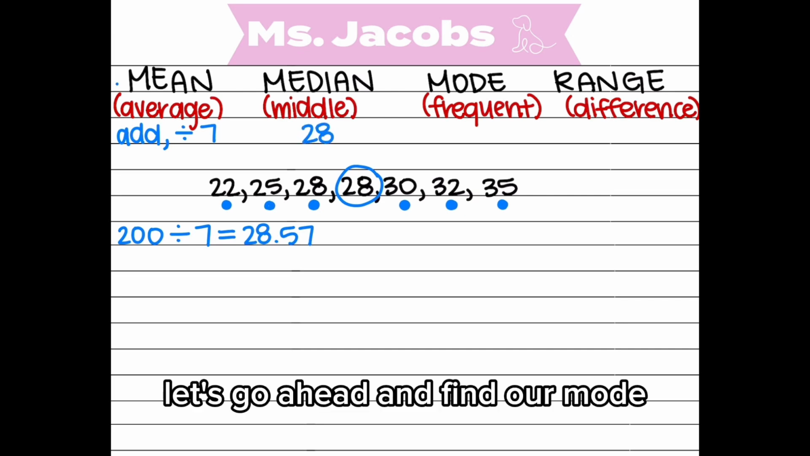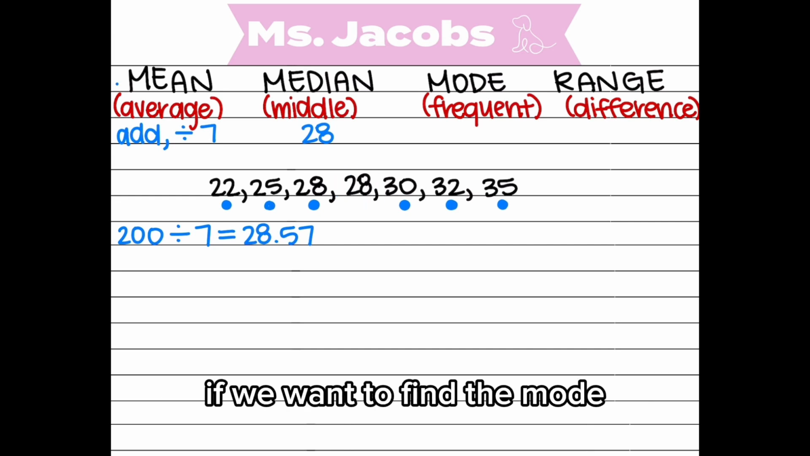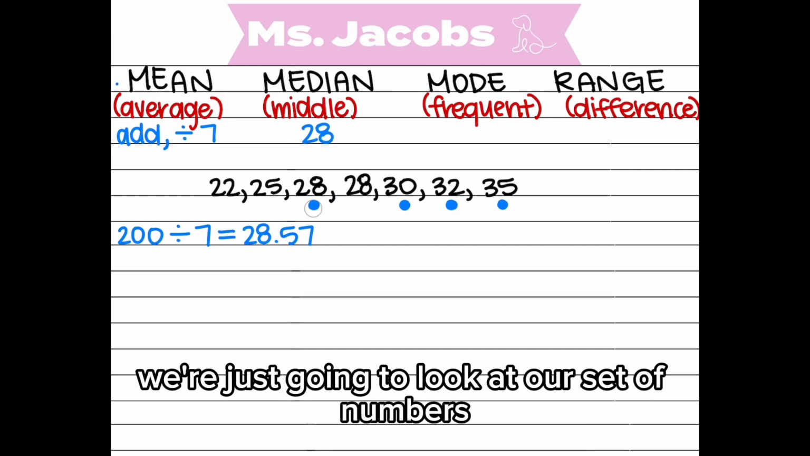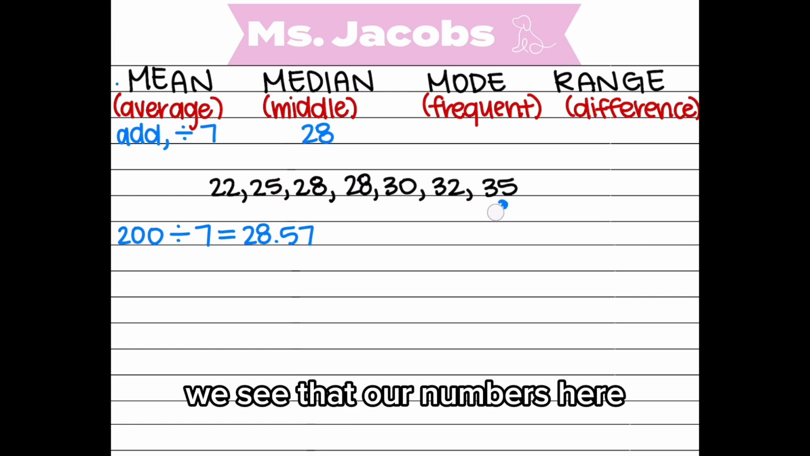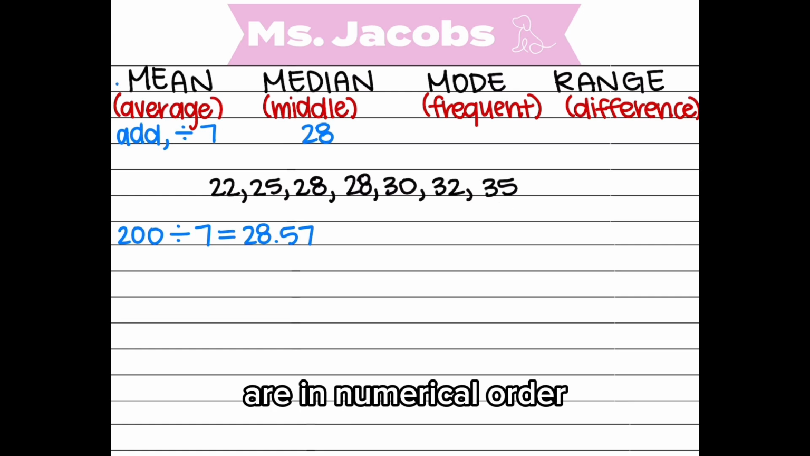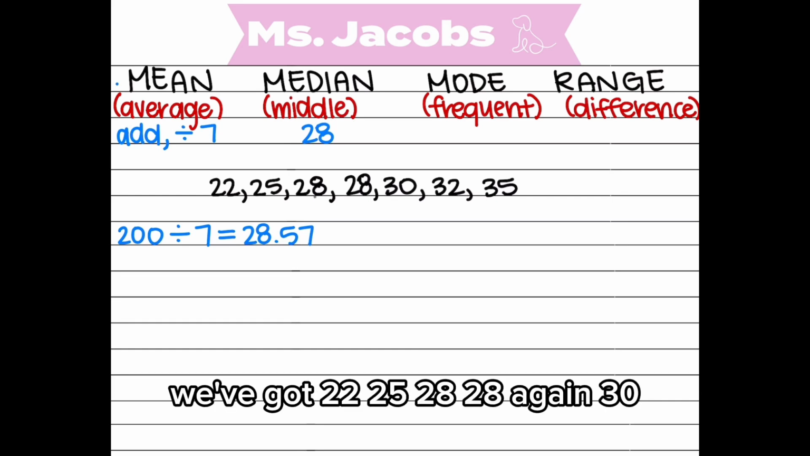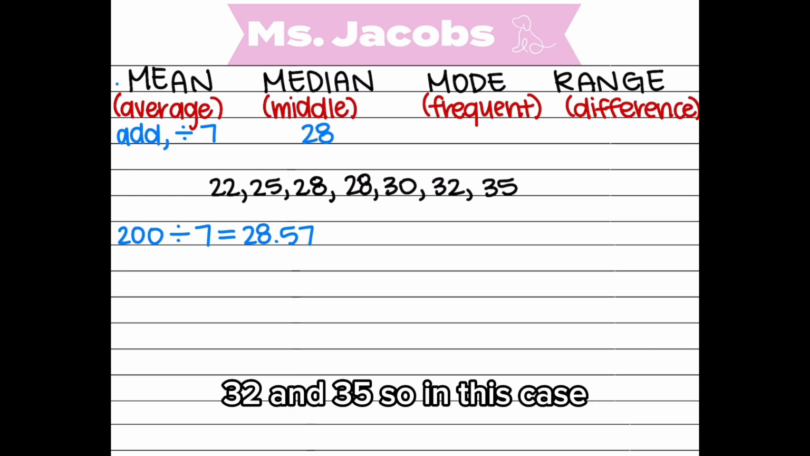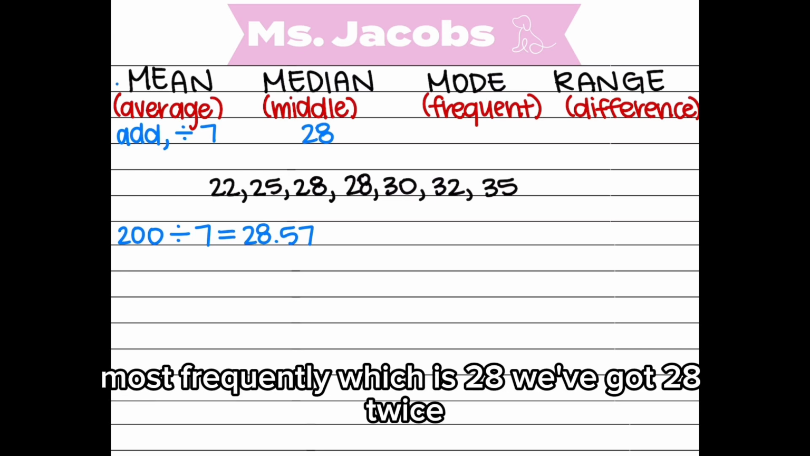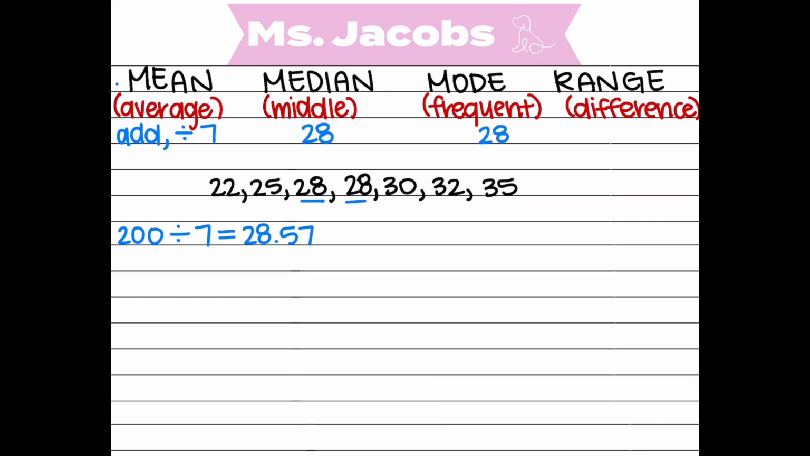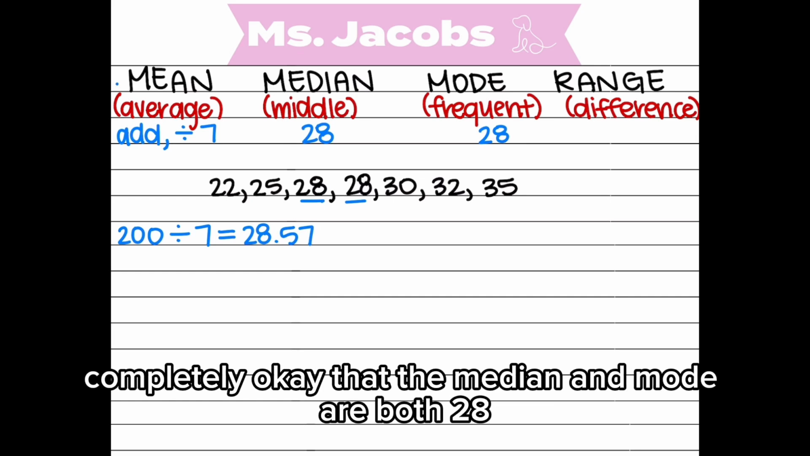Let's go ahead and find our mode. If we want to find the mode, we're just going to look at our set of numbers. We see that our numbers here are in numerical order. So let's think about how many numbers we see here. We've got 22, 25, 28, 28 again, 30, 32, and 35. So in this case, our mode would be the number that occurs most frequently, which is 28. We've got 28 twice. And it is completely okay that the median and mode are both 28.